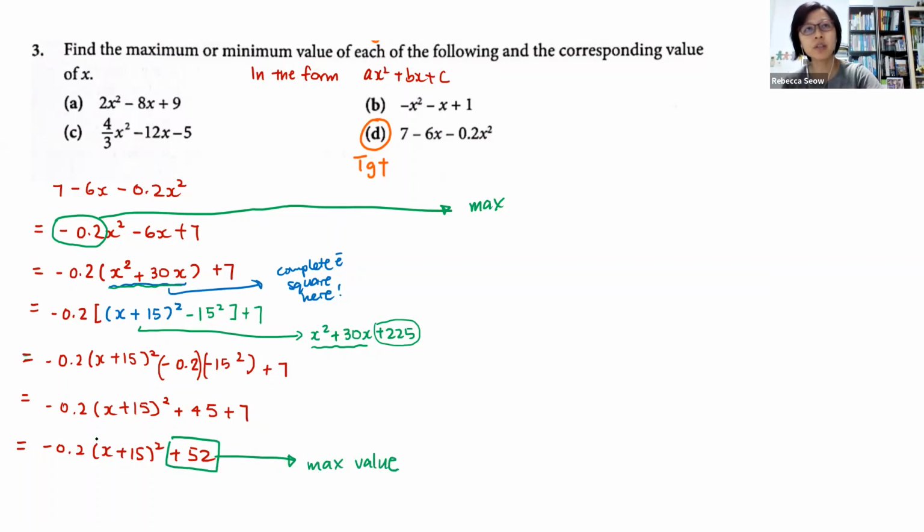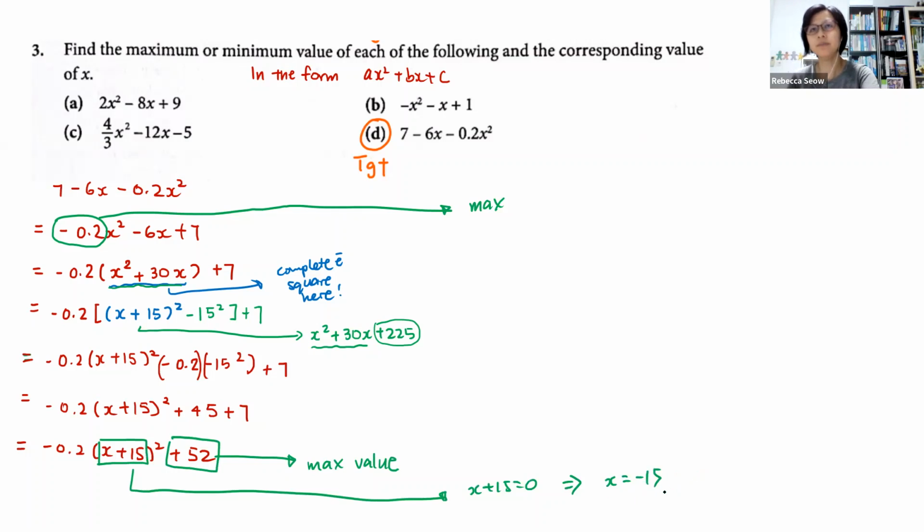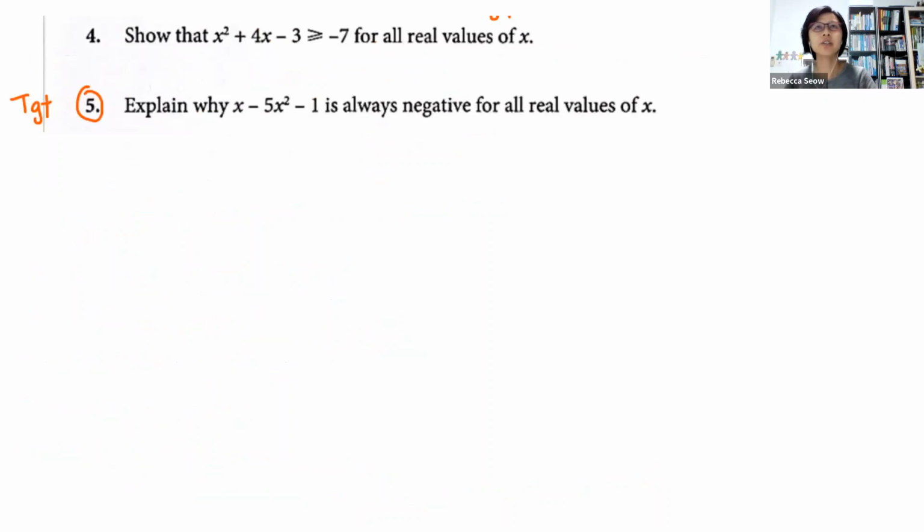And the corresponding value of x, I take it from here, equate it to 0, and from there it implies that x is equal to minus 15. So from this example, we can actually see and pick out where in our working we can answer the questions that are being asked. Next, let's take a look at question 4 together.